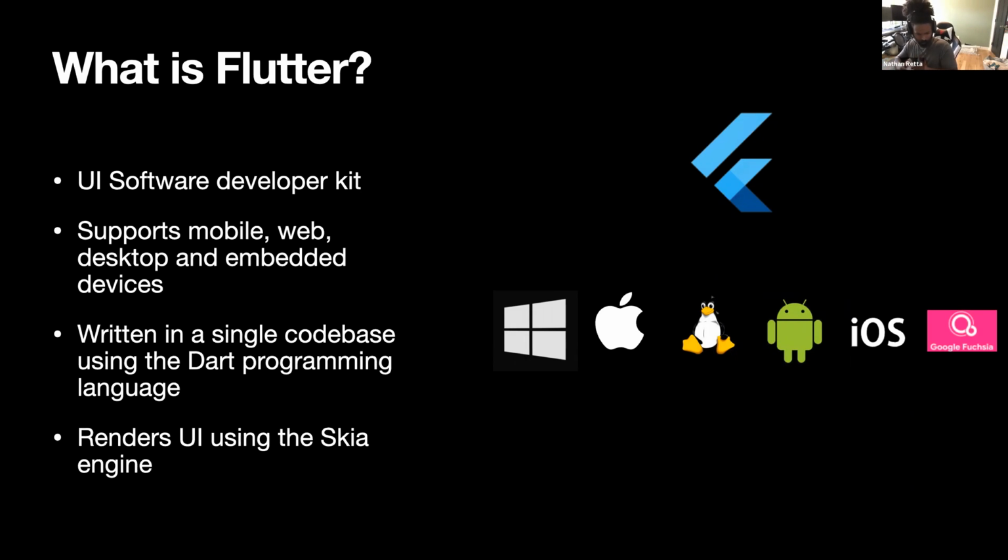So what is Flutter? At a high level, it's a UI software development kit. It's used to create beautiful and performant user experiences across an array of devices: Android, iOS, web, desktop apps, and even embedded devices with Google's Fuchsia operating system. Applications written with Flutter use the Dart programming language, which is a fairly uncommon language.